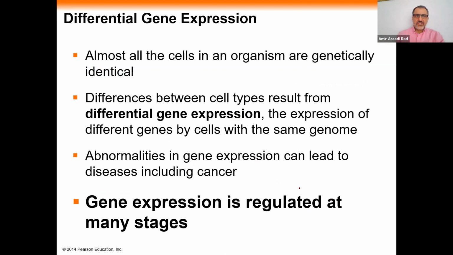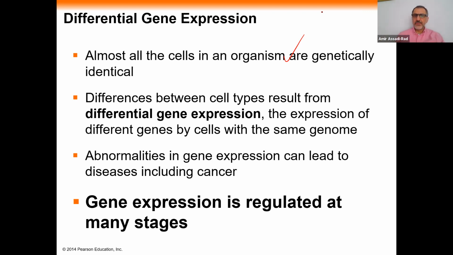Okay, differential gene expression. Almost all the cells in an organism are genetically identical. Differences between the cell types result from the cells. What this very first sentence is saying is that the cells in my eyes and the cells in my skin are the same genetically. Okay, the cells in my liver and the cells in my hair follicle are the same, gene-wise.